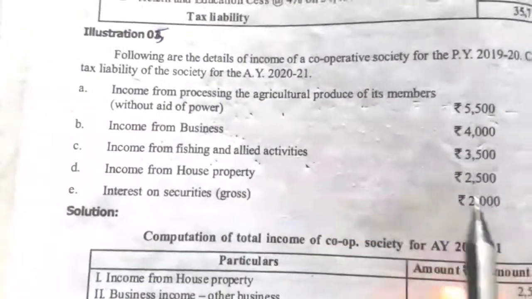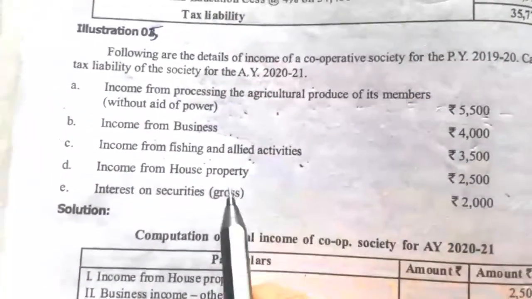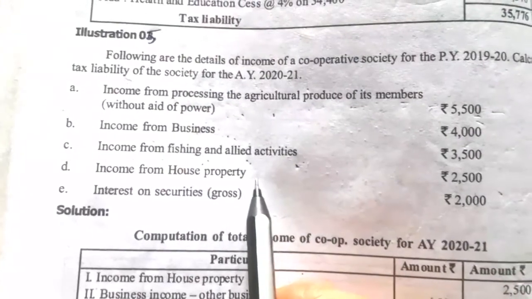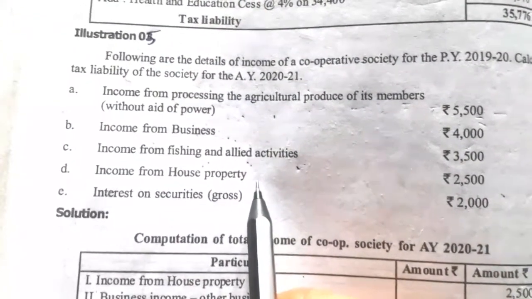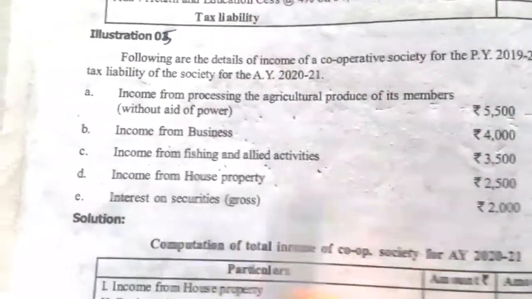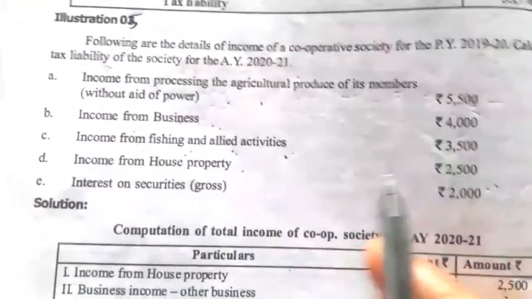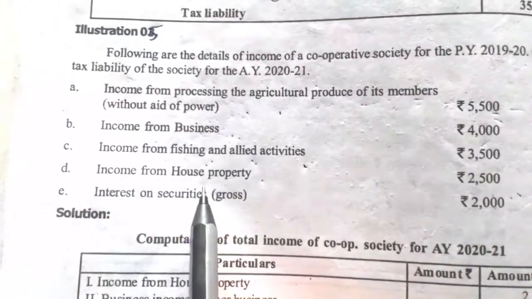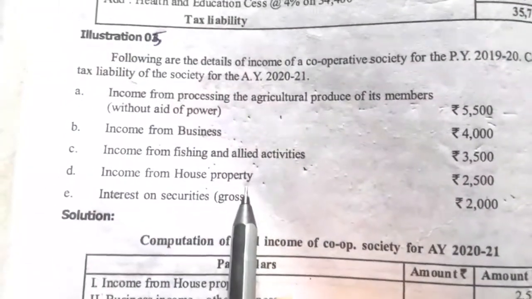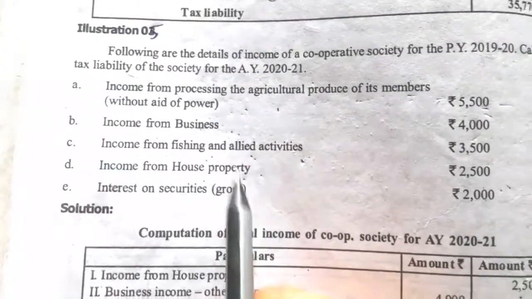Next, income from house property, rupees 2,500. This is the income we have to take under the head Section 22, income from house property. Here they have given the direct value, income from house property 2,500. Suppose they give rent received from house property, then we have to provide standard deduction at 30%.